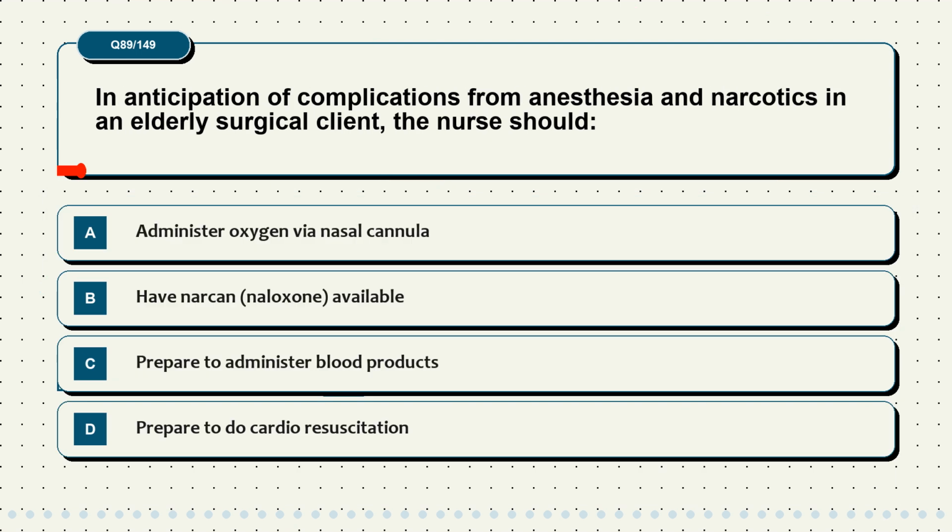Question 89. In anticipation of complications from anesthesia and narcotics in an elderly surgical client, the nurse should. Here are the options. Option A. Administer oxygen via nasal cannula. Option B. Have Narcan naloxone available. Option C. Prepare to administer blood products. Option D. Prepare to do cardioresuscitation.